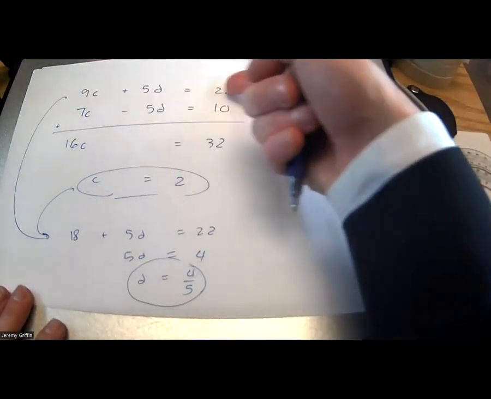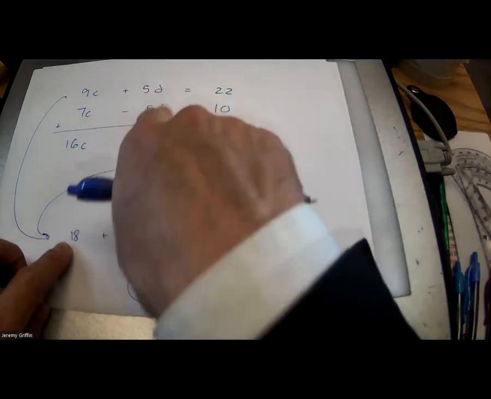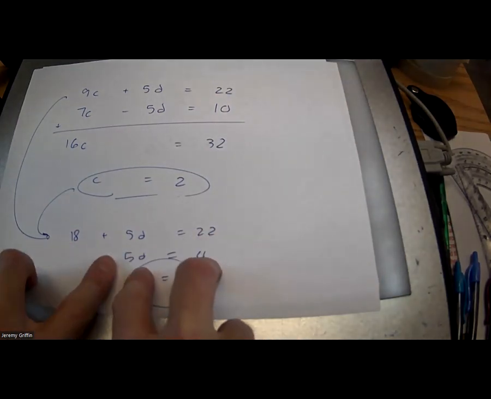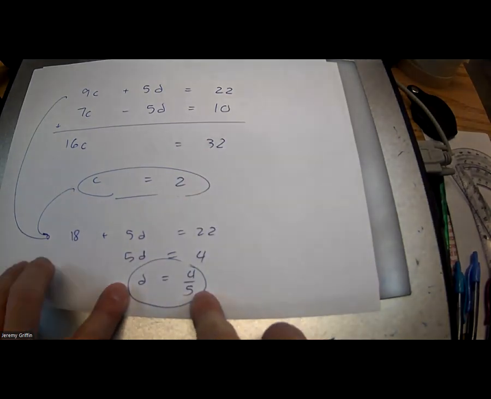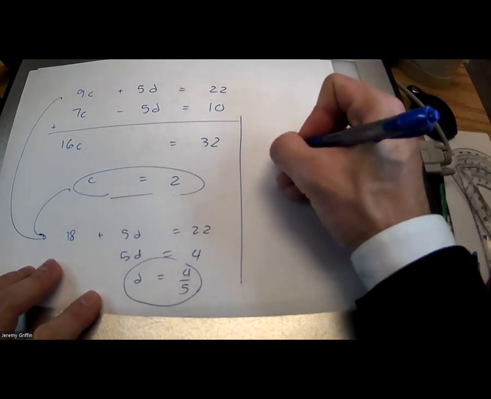So for example, if I pull that top one, if I plug in 2 right here, 9 times 2 is 18, plus 5D is 22. Subtract 18 over, 5D is equal to 4, divide by 5, D is equal to 4/5. Okay? But the actual question is, what is C plus D? So that's the last part you've got to do.